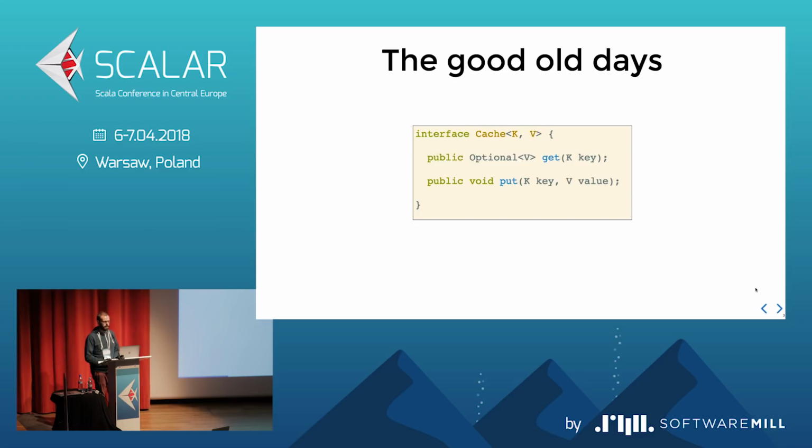Call get, give it a key. It will block if it's doing a network request to talk to Redis or Memcache or whatever. It might block forever if the network is down. It might throw an exception, who cares? But at least it's simple.